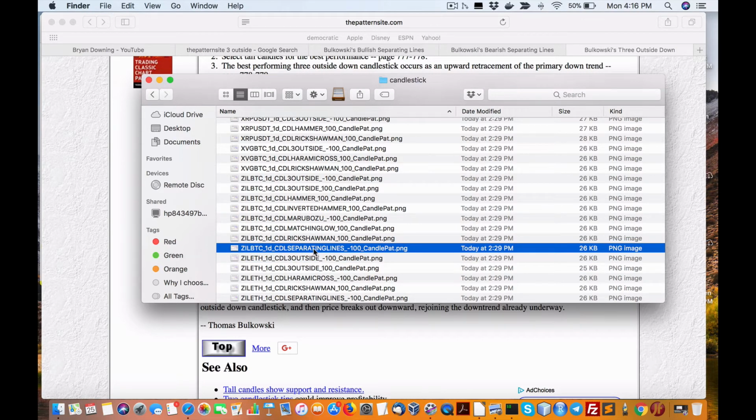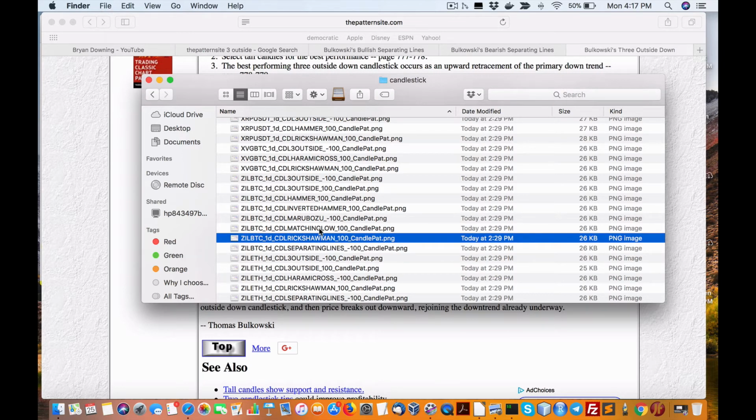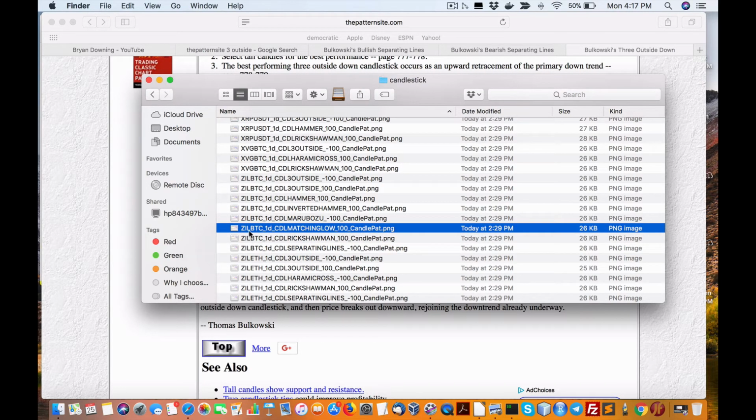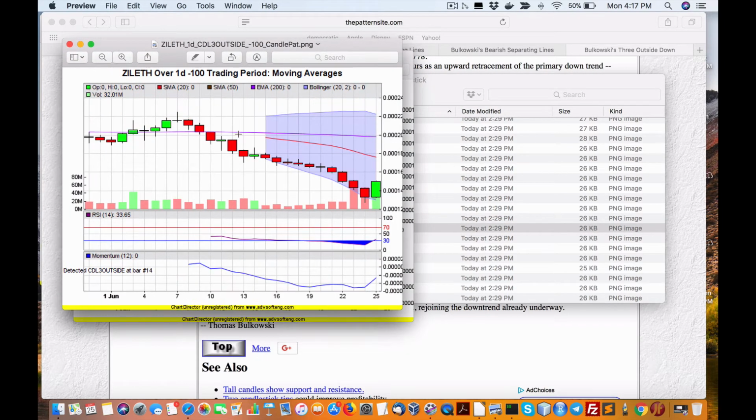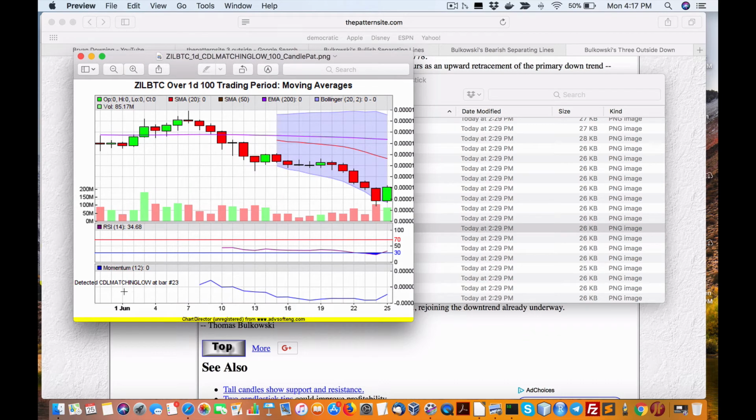Separating lines. Now we've been through this one, and the Rickshaw Man. We're going to get rid of matching low. Okay, so again, this is on bar 23. 1, 2, 3, 4, 5, 6, 7. It's one of these three again. Okay. So matching low.